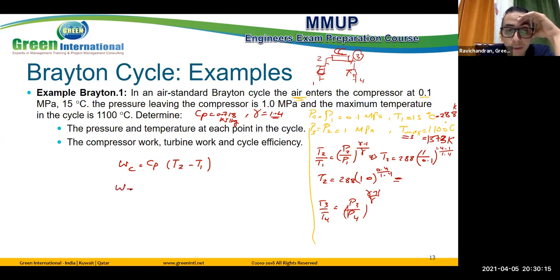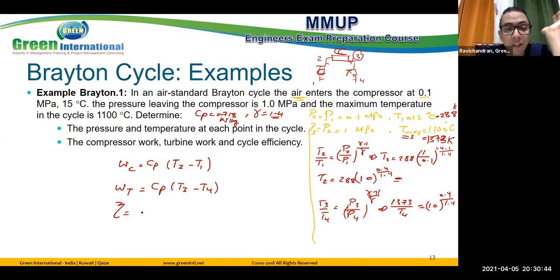Finished. Turbine work is between 3 and 4, so it's Cp times T3 minus T4. T4 still comes from this equation, so we need to calculate it first. T3 is 1373 divided by T4 is equal to 10 to the power 0.4 over 1.4. From this one we can get T4.